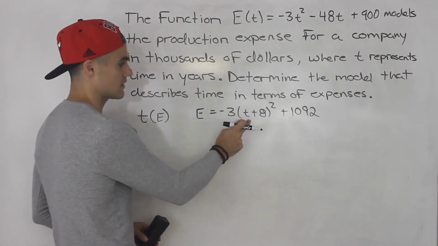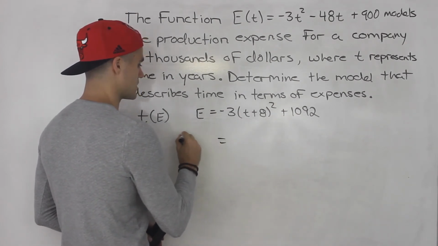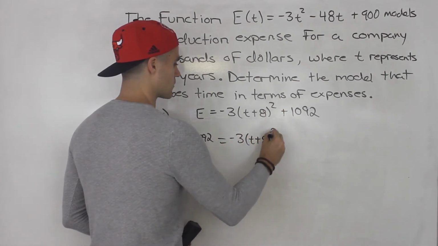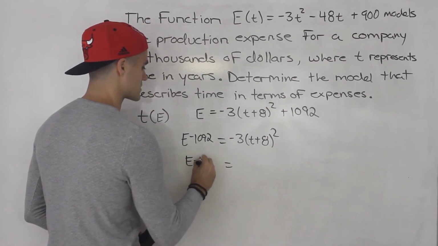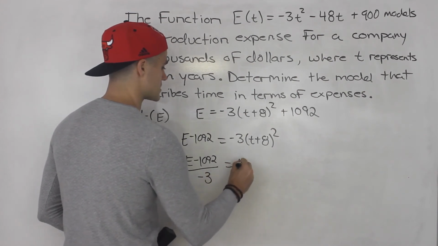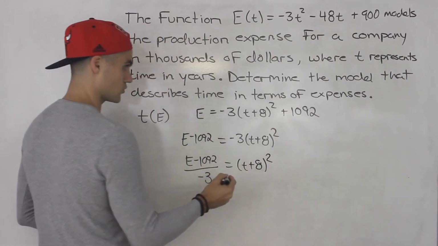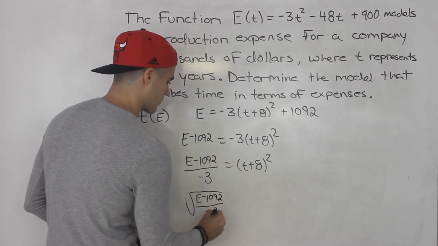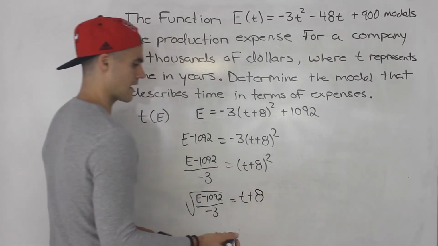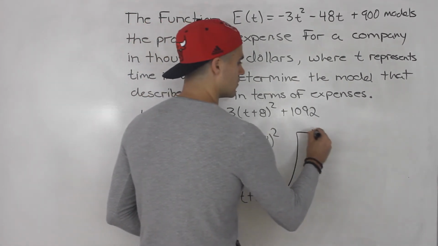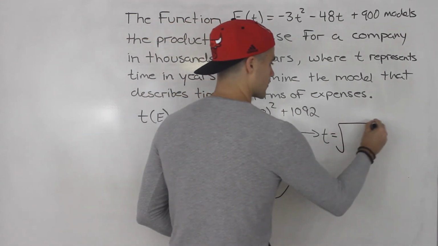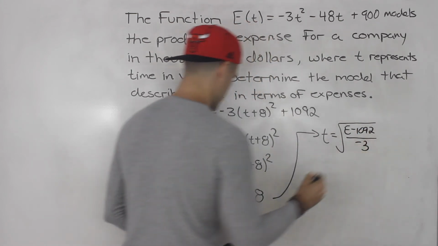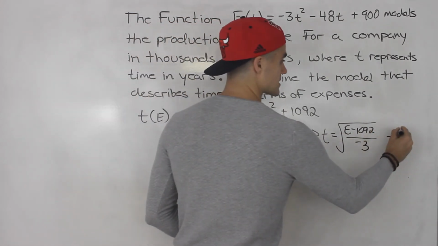So we have to just isolate for this t here, right? So bring the 1092 over, so e minus 1092 is equal to negative 3 times t plus 8 squared. Divide both sides by negative 3, so e minus 1092 divided by negative 3 equals t plus 8 squared. Square root both sides, like that, and then just bring this positive 8 over. So basically t is equal to the square root of e minus 1092 divided by negative 3, and then bring the 8 over, that becomes minus 8.